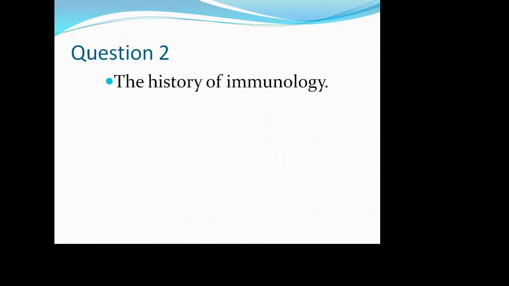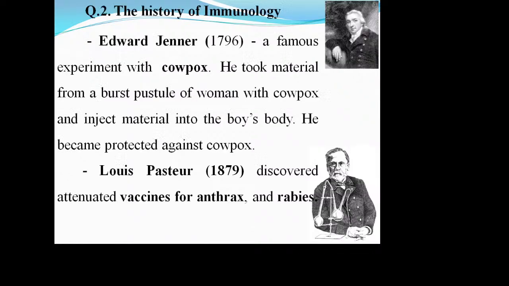Before we start to talk about immunology, we should say how immunology developed, and how this discipline arose. The first scientist who must be discussed in this question is Edward Jenner. Edward Jenner was the so-called father of immunology. What does it mean?